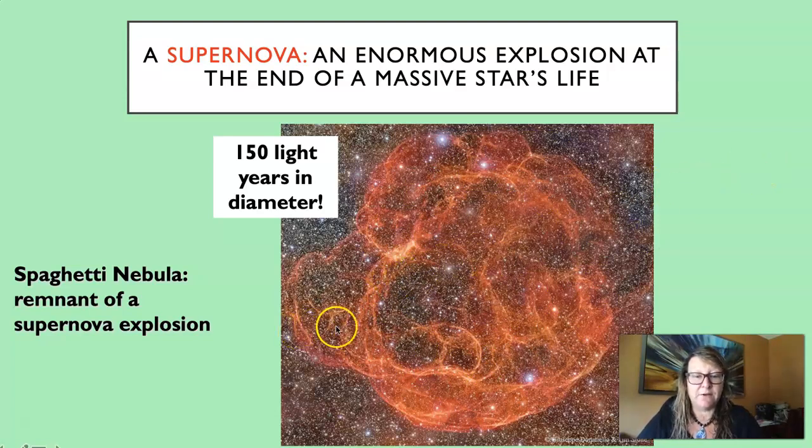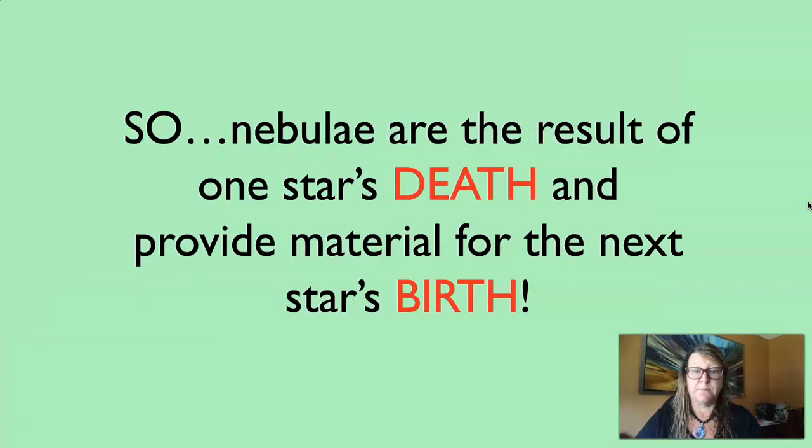This is a very, very large structure. It takes light 150 years just to travel across it, and light travels very quickly. And so somewhere in the middle here was a star that exploded in a supernova explosion. And all of those little filaments are gas and dust that are available for new stars to form. So the bottom line is, nebula are the result of the death of one star, and they provide the material for the birth of the next generation of stars.